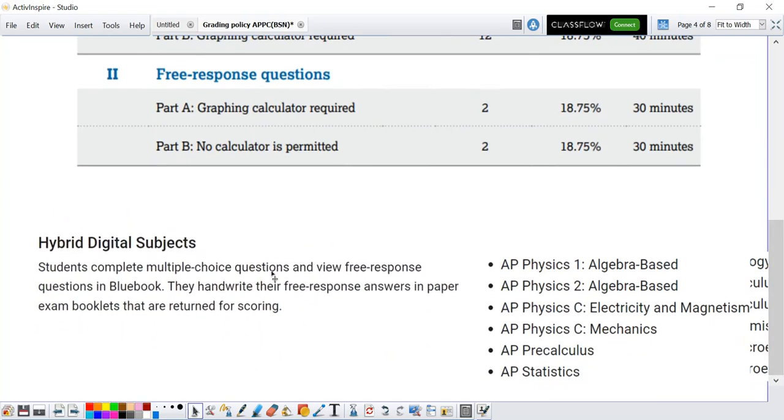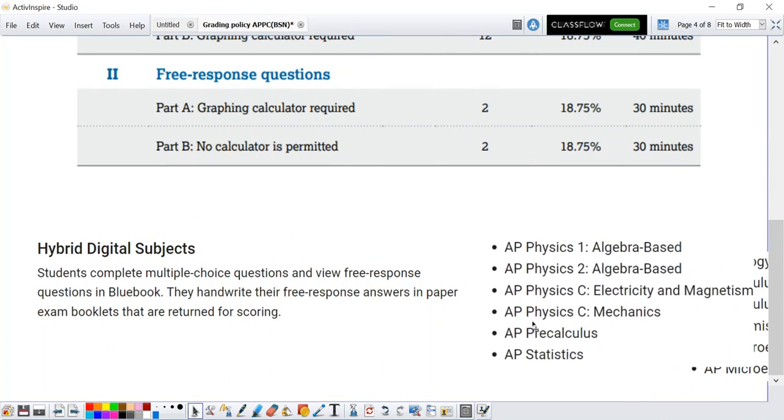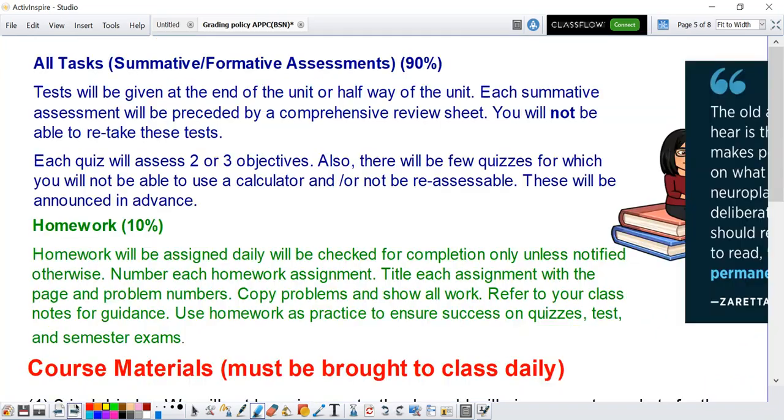This year, College Board has declared that certain exams will be hybrid, which means the precalculus exam is going to be hybrid. Students will answer the multiple choice questions on the computer, but the free response questions will be on paper. And we are going to prepare students for this, so they should not be worried about that.